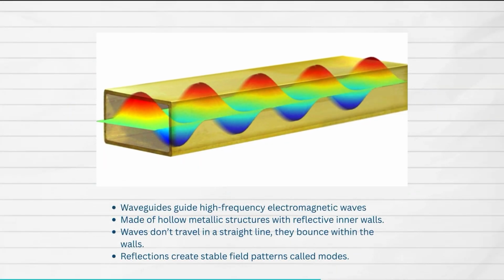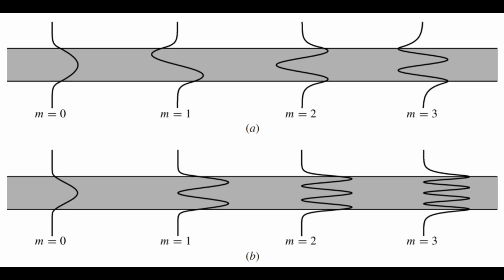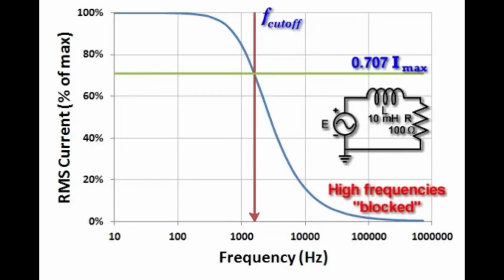Inside a waveguide, electromagnetic waves don't just travel straight through like water in a pipe. Instead, they bounce off the walls and form specific patterns called modes. Each mode describes a unique arrangement of electric and magnetic fields across the waveguide's cross-section, but not all frequencies can form stable modes.